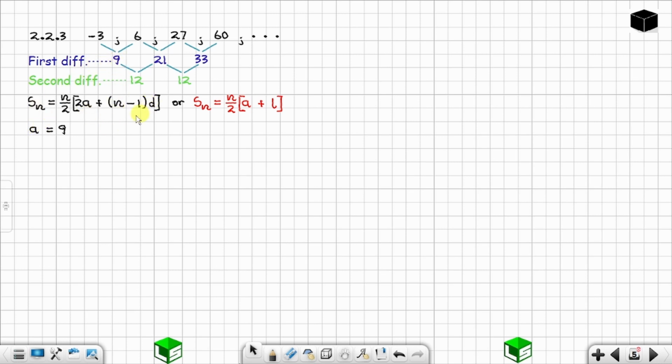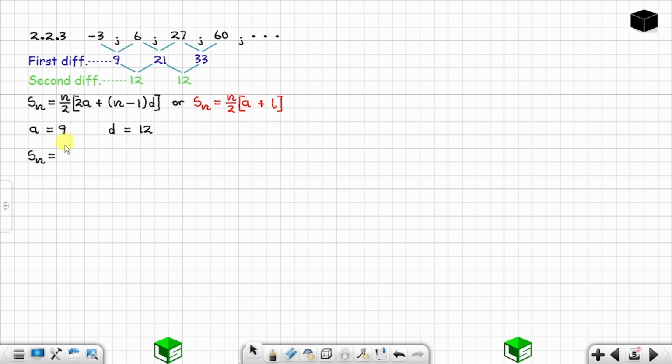And D, what is D? D is equal to the common difference. I hope you can remember this from our lesson on arithmetic sequence. Please go watch that video. So the common difference is equal to 12. And so let's use this formula.